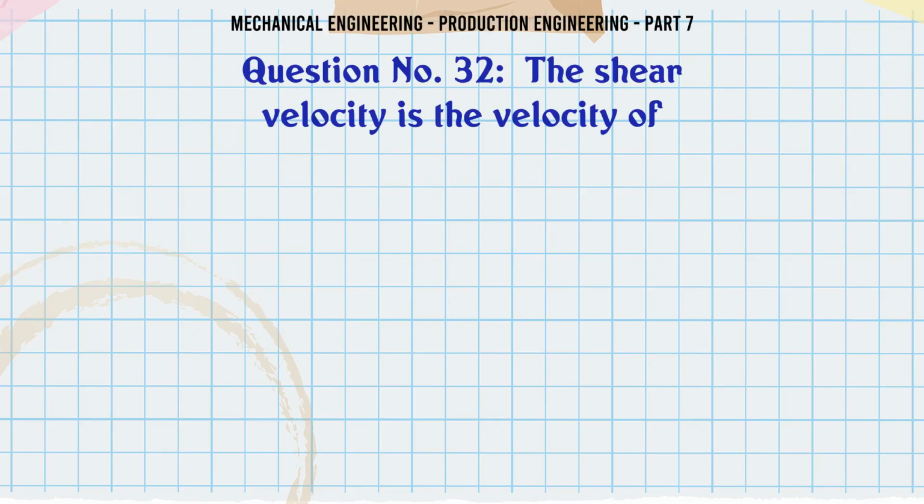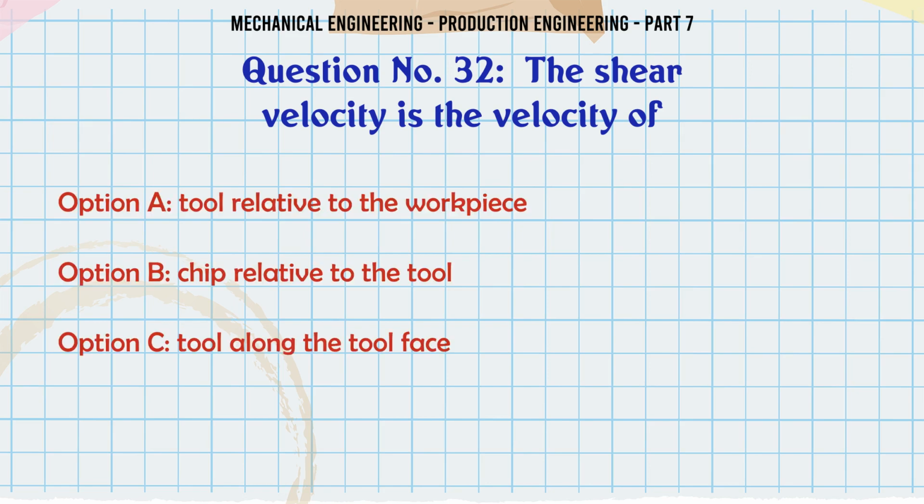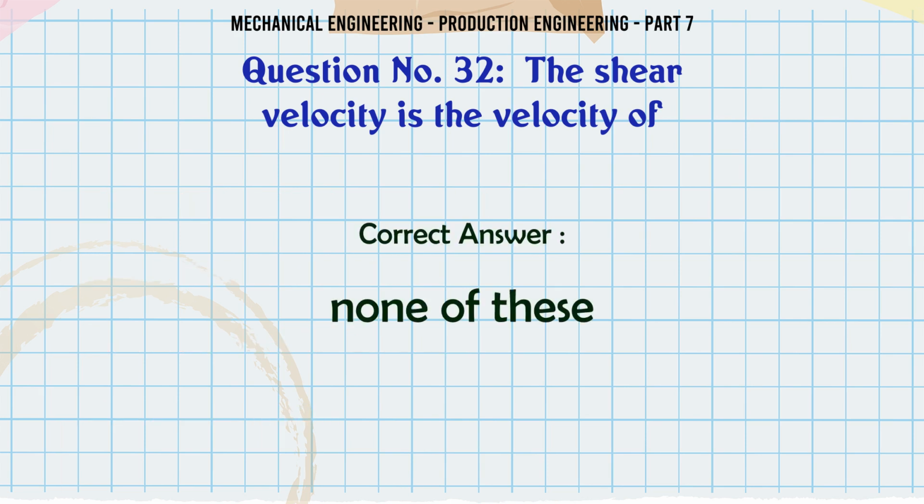The shear velocity is the velocity of: A. Tool relative to the workpiece, B. Chip relative to the tool, C. Tool along the tool face, D. None of these. The correct answer is none of these.